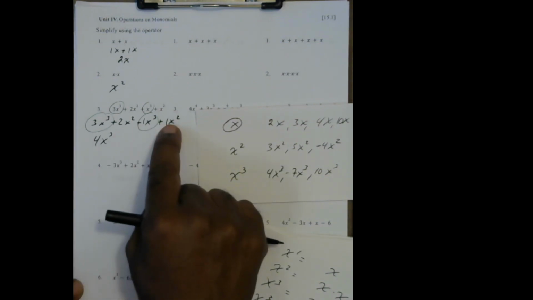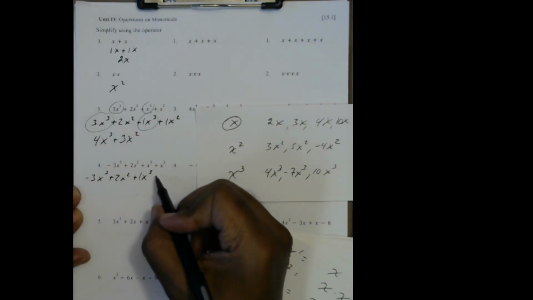Now, the x squared family is here and here, so these can be combined. And we have same signs. Same signs add, so 2 and 1 gives us a 3, and the bigger sign wins, so that's a positive 3x squared. Same family. And everything has been combined, and we're done.